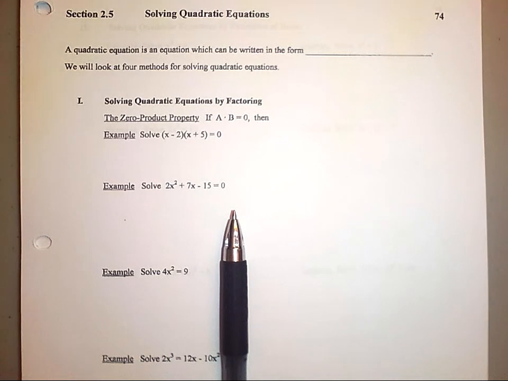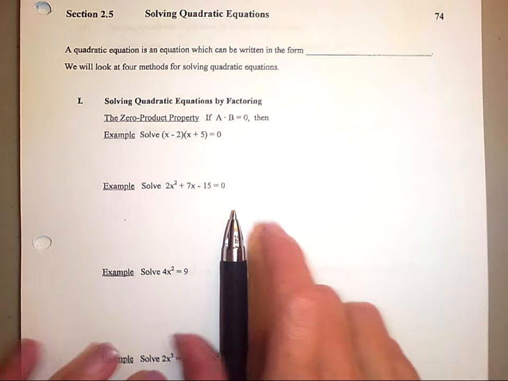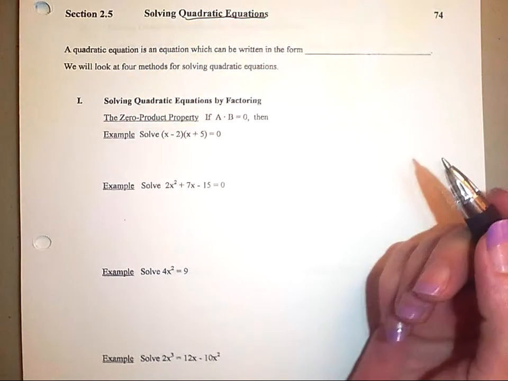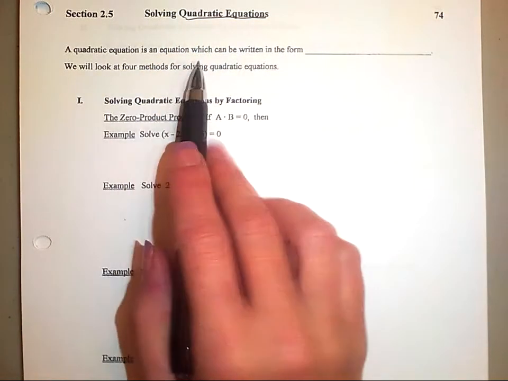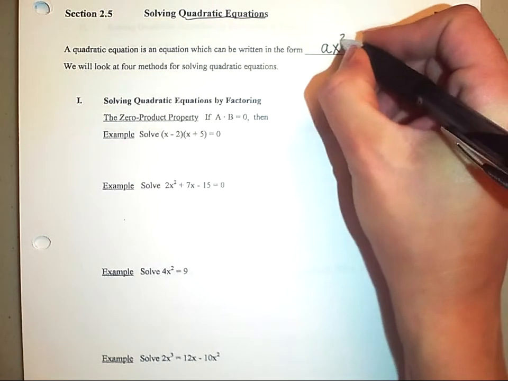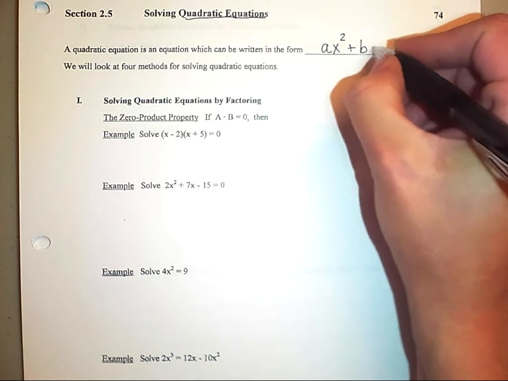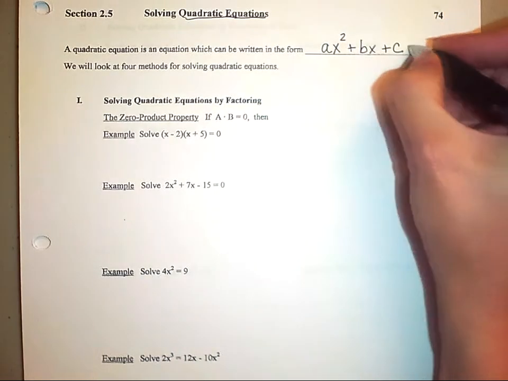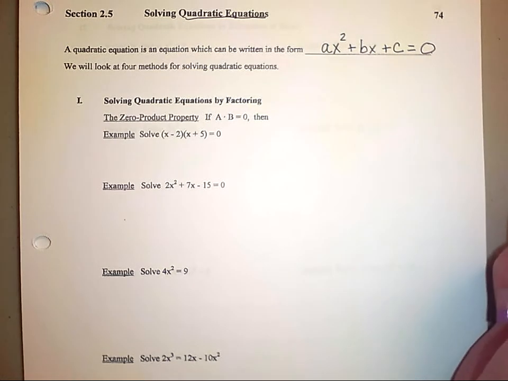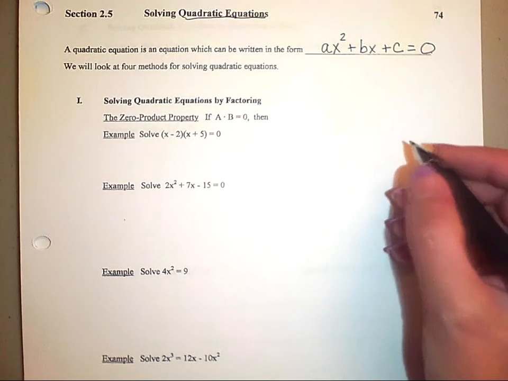Okay, today we talk about the last section in Chapter 2. We're going to be solving quadratic equations. So we need to let you know what a quadratic equation is. A quadratic equation is an equation that can be written in the form ax squared plus bx plus c equals 0. And getting equations equal to 0 is going to be very helpful for us to solve.